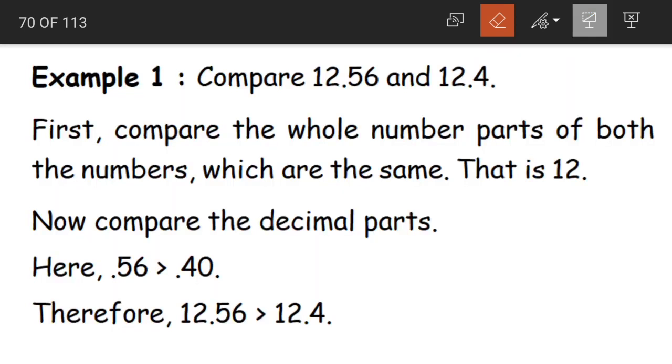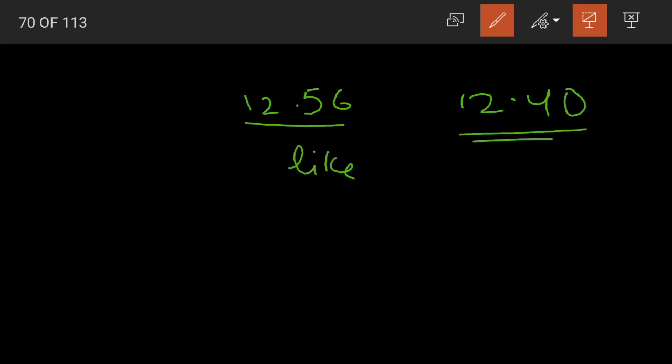Let me write again, 12.56 and 12.4. What did I do here to make the number of decimal places the same? I am writing a 0 to the right of the decimal part. Now these two are like decimals, aren't they? They both have the same number of decimal places. So they are called like decimals. When we have like decimals, it is easy to compare, children. Understood? It is easy to compare.